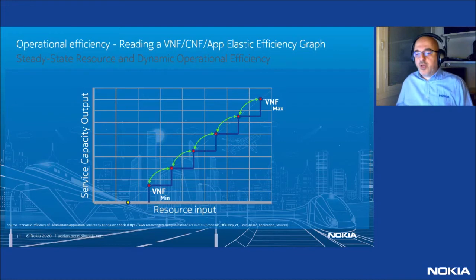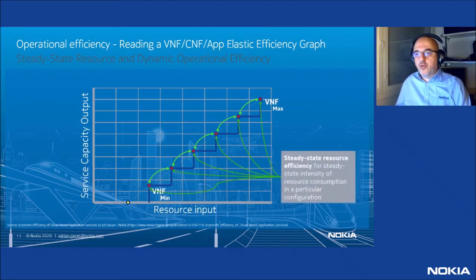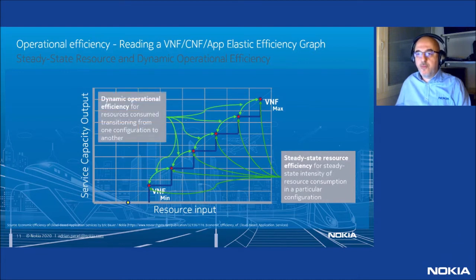Now let's talk about operational efficiency. When it comes to cloud native, we should look at the additional side effects of agility, that is operational efficiency. On the x-axis, we have the resource output, and on the y, the service capacity output. We have the dynamic operation efficiency to resource consumed transitioning from one configuration to another. Then we have the steady state resource efficiency for steady state intensity of resource consumption in a particular configuration.